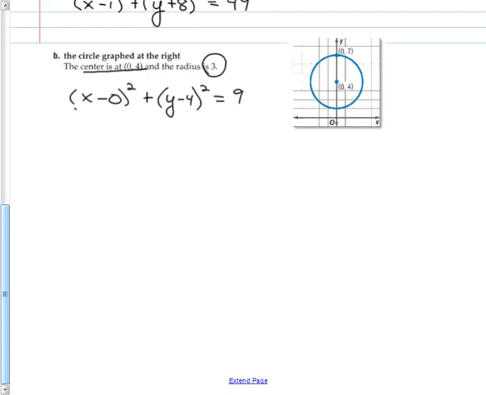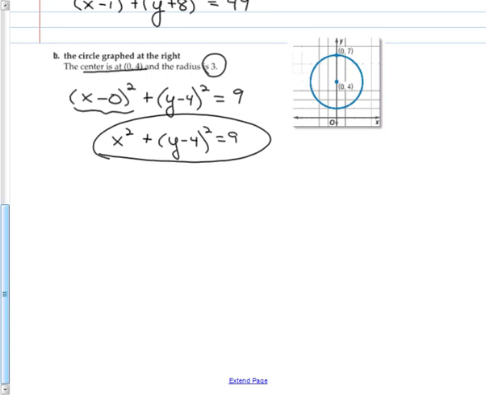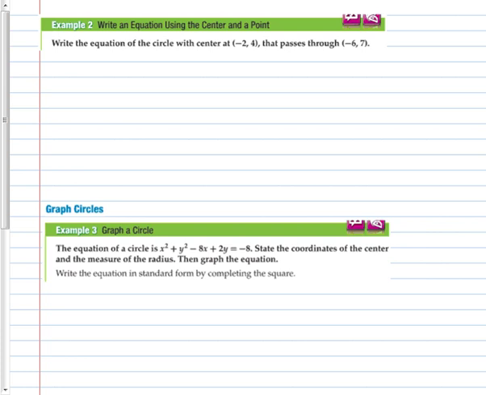9. Now, we wouldn't leave the x minus 0 because x minus 0 is just x. So we would say x squared plus y minus 4, quantity squared, equals 9. That would be the equation of the circle. So writing equations of circles is pretty easy. Write the equation of a circle that has this center, and it passes through this point.